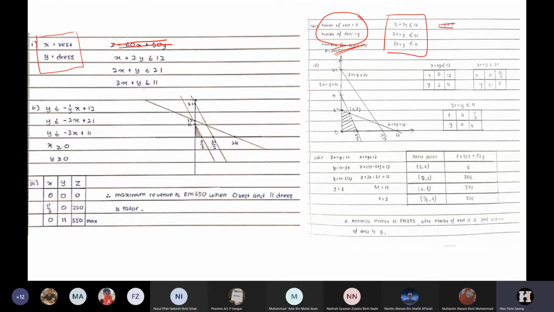Although I already know which one is correct, the thing is how do we know who is correct. If you see that 11 over 3, 21 over 2, 11 over 3, 21 over 2, that means these 2 are the same. This is 11, this is 21, this is 11, this is 21. So that means these 2 lines are the same line.